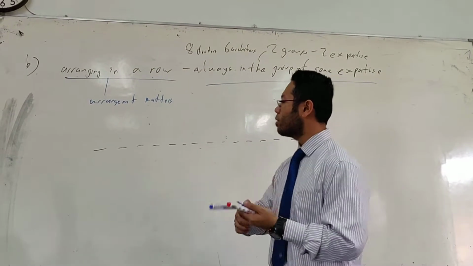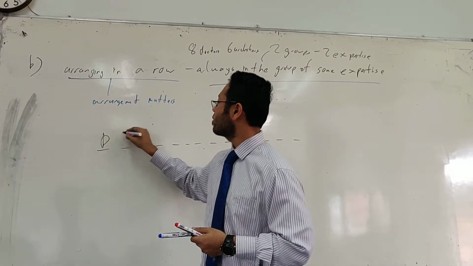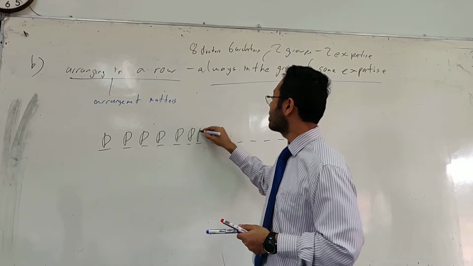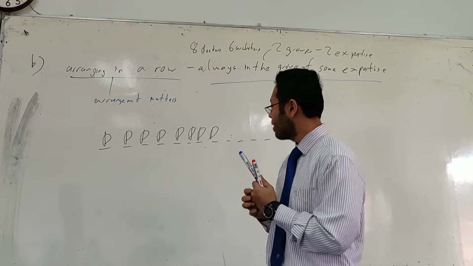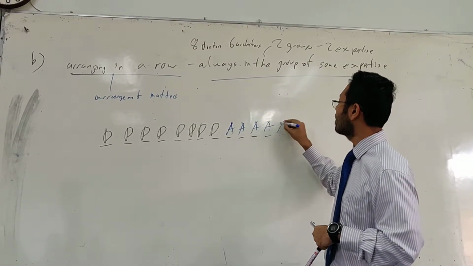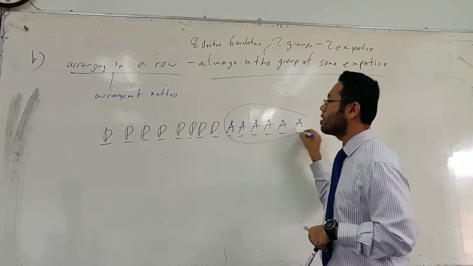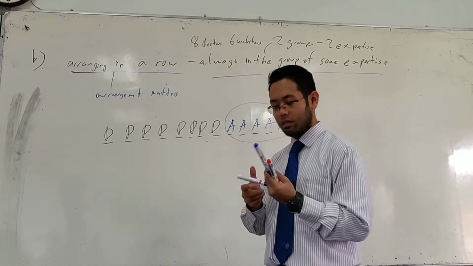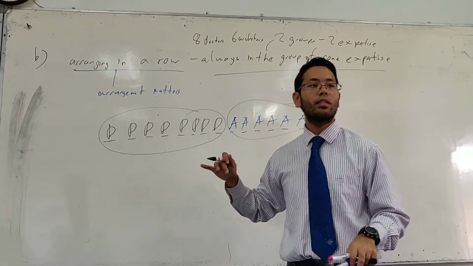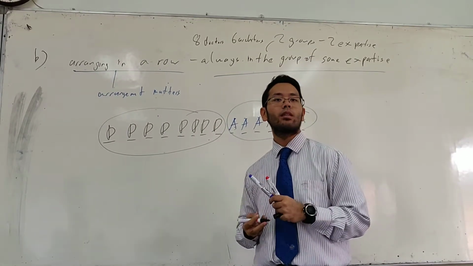So the possible way of doing things right now is that doctors take places 1 to 8, and the rest over here is architects. And they must sit together. Do you understand what it means by group of the same expertise now?